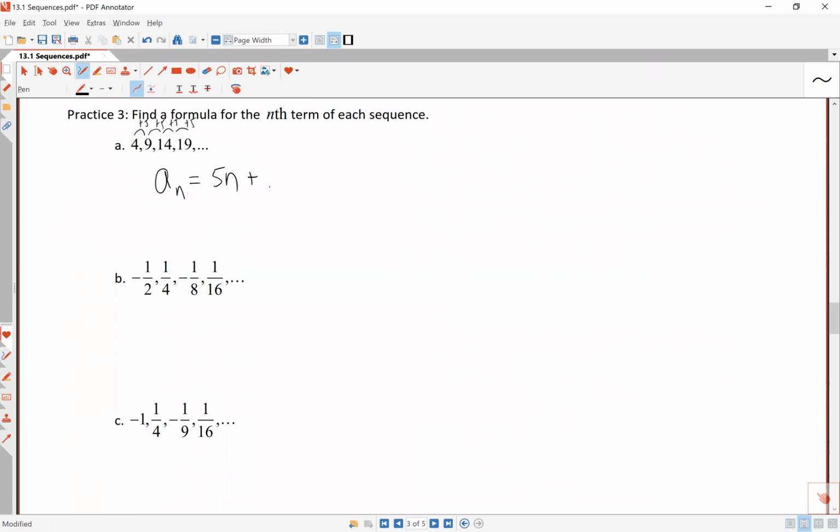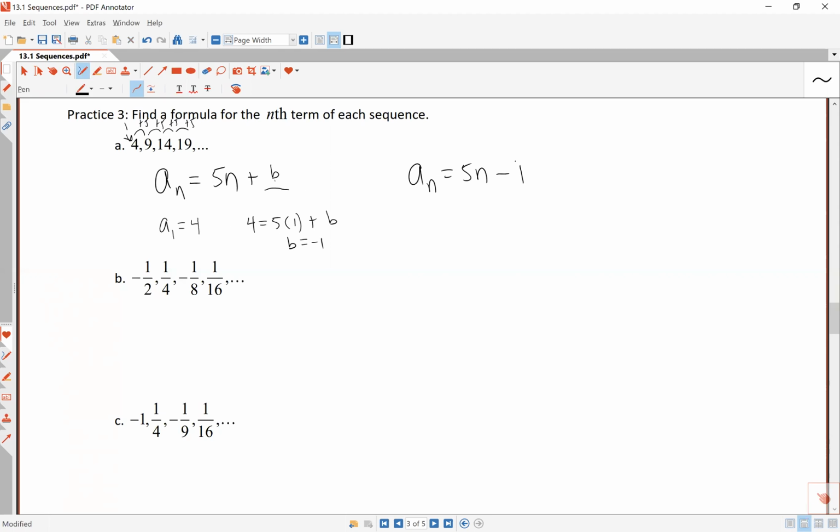Plus some number. This number should be such that when I plug in n equal to 1, I get 4. So if a1 is 4, then 4 would be equal to 5 times 1, which is 5, plus some number b. 4 minus 5 is negative 1, so that's going to have to be a negative 1.